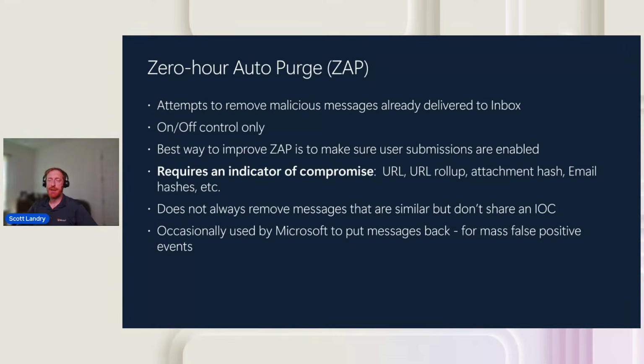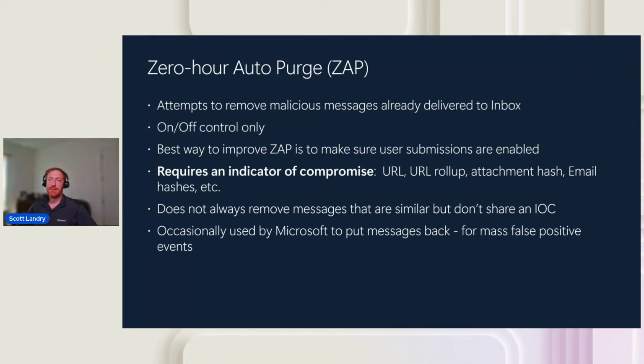I will say that ZAP is kind of that first layer of protection, and it requires a high degree of certainty. And because of that, it requires some indicator of compromise. We're not going to do a bunch of fuzzy hashing and fuzzy searching. We're not going to find things that are super similar. We're going to look for the closest matches that we can find. So that might be a specific URL. It might be a URL rollup if we've had enough signal from enough similar URLs that are also bad. It could be an attachment hash. It could be email hashes. We do a bunch of email hash work now as well, okay?